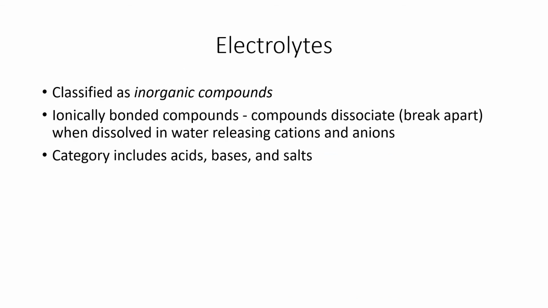Electrolytes are our next category of inorganic compounds. They are ionically bonded together and they will break apart, which means to dissociate, when they're dissolved in water. So ions can be classified as either cations or anions, and that's what happens when these electrolytes get into water. Under the electrolyte umbrella, we classify things like acids, bases, and salts.